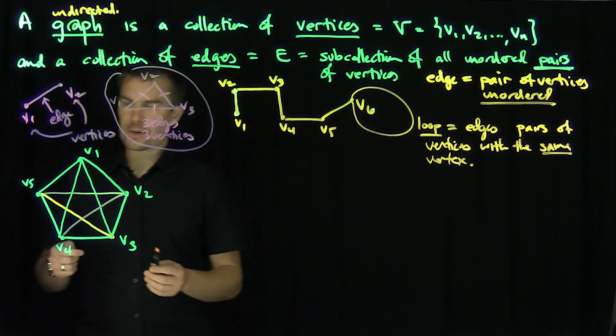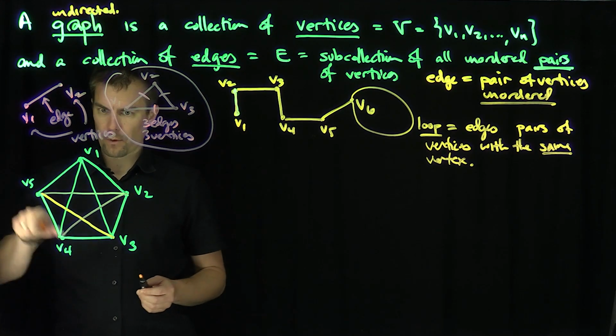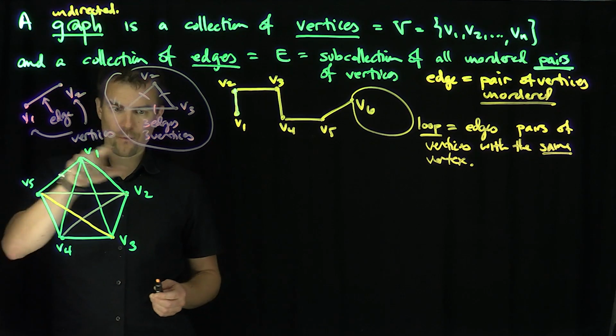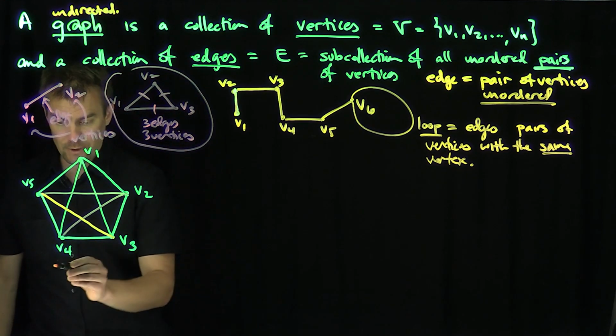And now what do we see? We see that V5 goes to 1, 2, 3, 4. V1 goes to 2, 3, 4, 5. V3 goes to 4, 5, 1, 2. V4 goes to 5, 1, 2, 3. Every vertex connects with another vertex. This is an example of a complete graph.